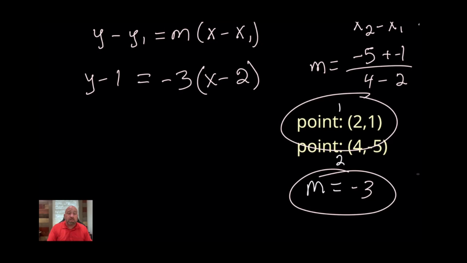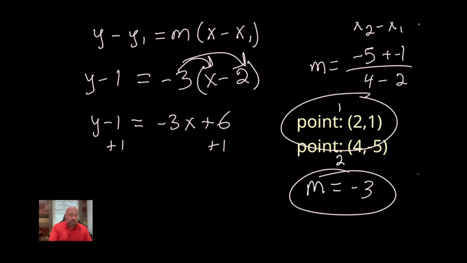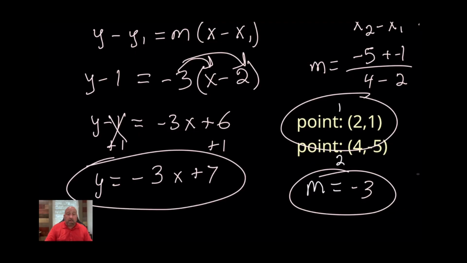Okay, now we just distribute and solve our equation here. Distribute here. y minus 1 equals negative 3x, minus times minus gives us a plus 6. Add 1 to both sides to clear the number off the side. y equals negative 3x plus 7. And that would be our answer.